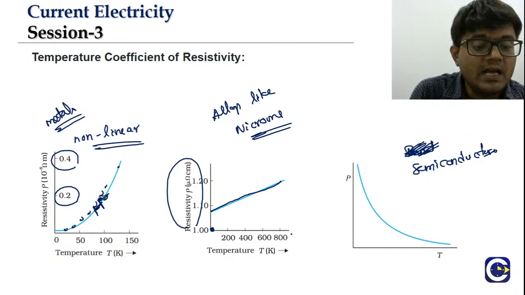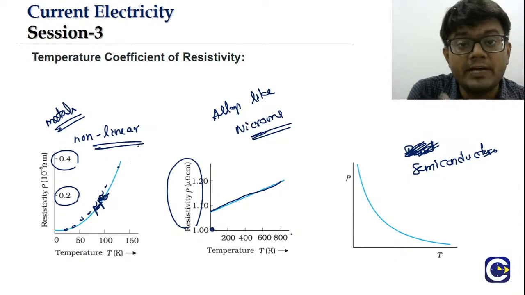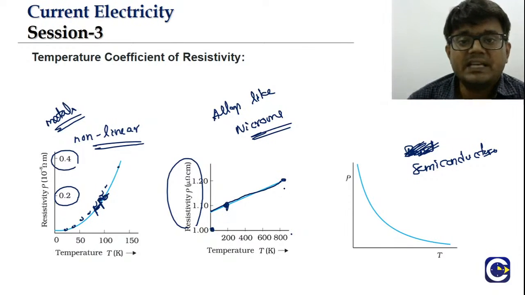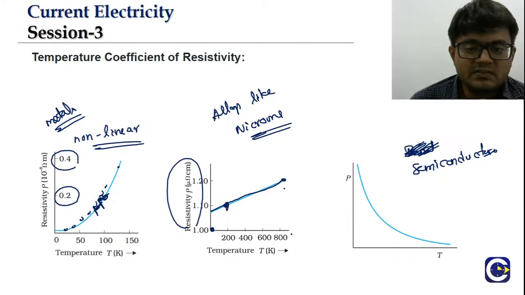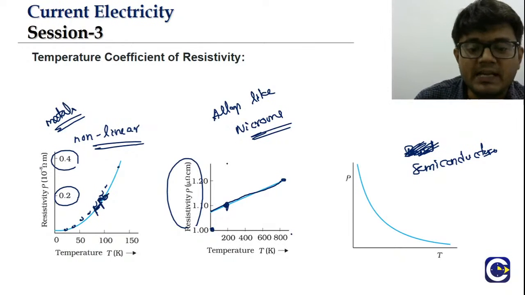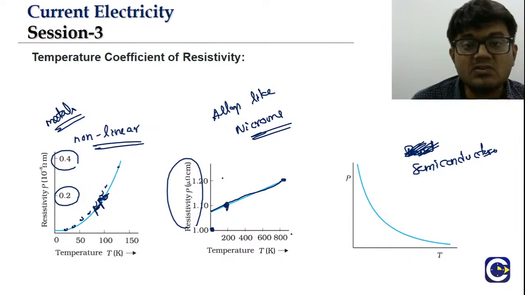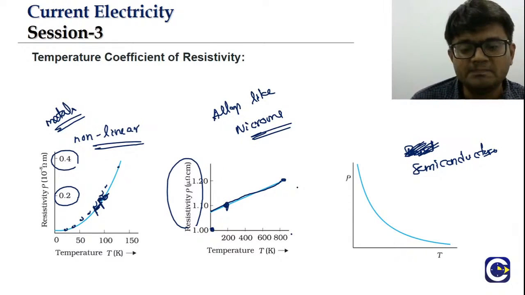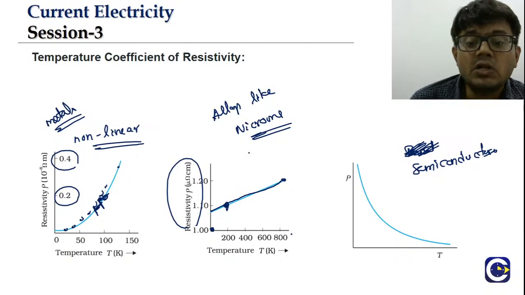Look here, at 100 how much? 0.2. At 150 it is almost 0.4. It is doubling. But here it is not like that. If you go from 200 up to 800, the temperature is made 4 times. But the resistivity is not changing by 4 times. From 1.1 it is just becoming 1.2. That's all. So here we see the relation also to be almost a linear relation.